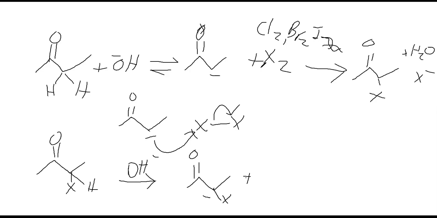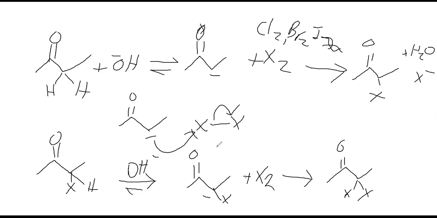Which, in the presence of excess halogen, we're going to dihalogenate. The second halogenation is actually faster than the first. Let's try to reason this out. Why might the second halogenation be faster than the first?